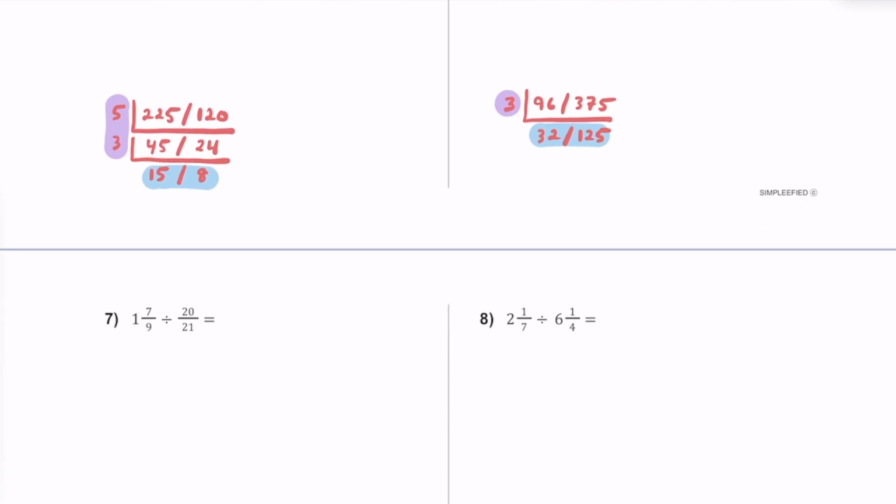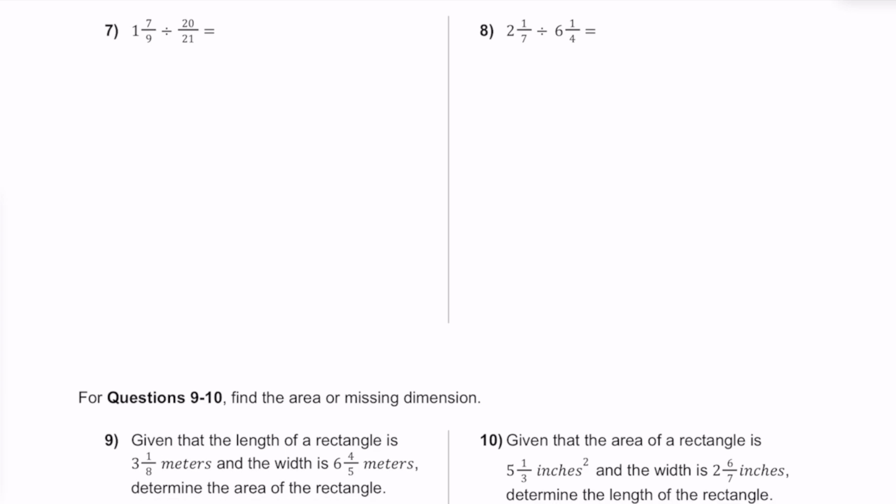All right, let's try a couple more practice problems where we're just dividing. In number 7, we have this mixed number divided by a proper fraction. So let's go ahead and turn the mixed number into an improper fraction first here. So 1 times 9 is going to be 9, plus the 7 on top is going to be 16. So rewriting this as an improper fraction, we have 16 over 9 divided by this 20 over 21, which is already a proper fraction, so we can leave that alone.